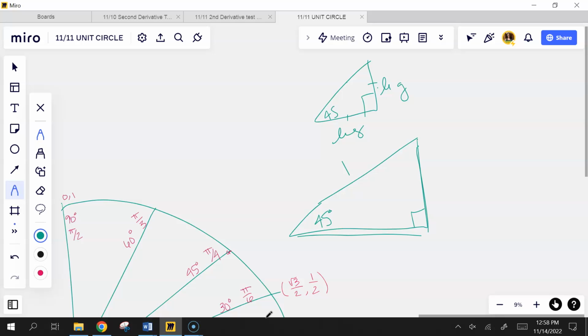Even if you did the Pythagorean theorem, 2 times leg squared equals hypotenuse squared, right? L squared plus L squared equals H squared. If I do L squared plus L squared equals H squared.